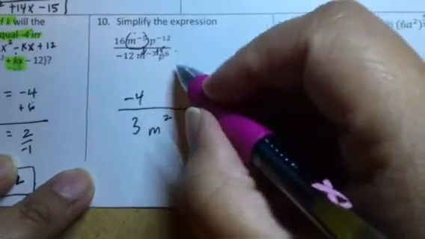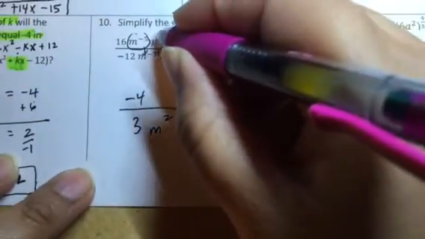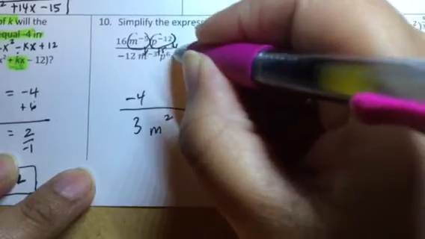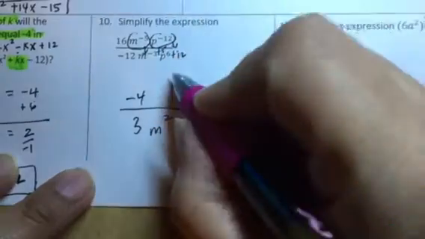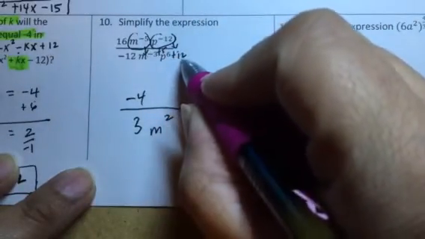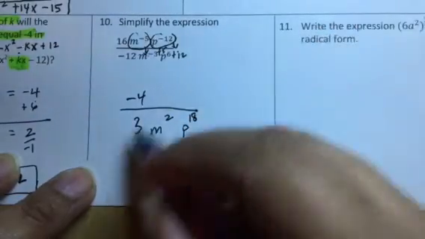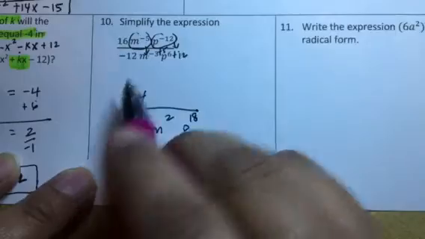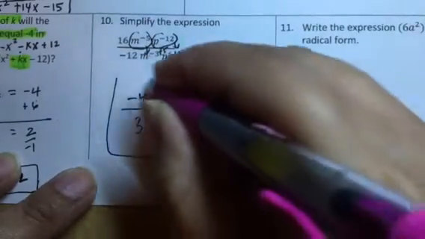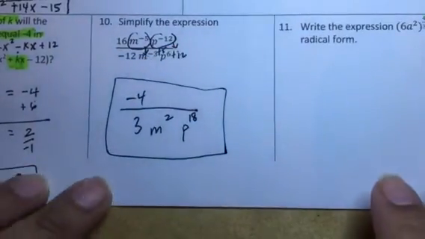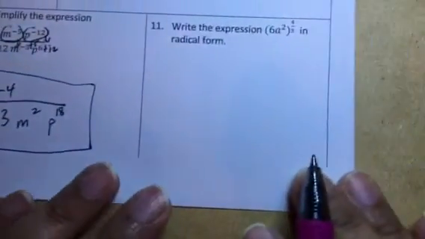These two, the smaller of the two numbers is -12. So this comes down and you're adding 12. So 6 plus 12 is 18. So p to the 18th. So the only thing left on top is -4. And that's your answer.